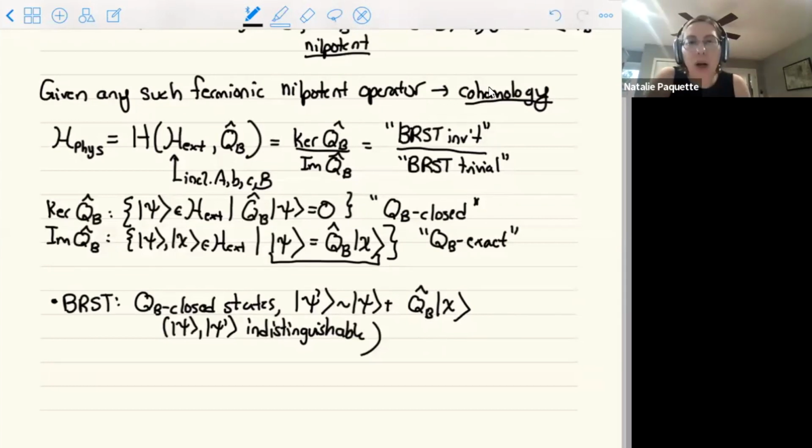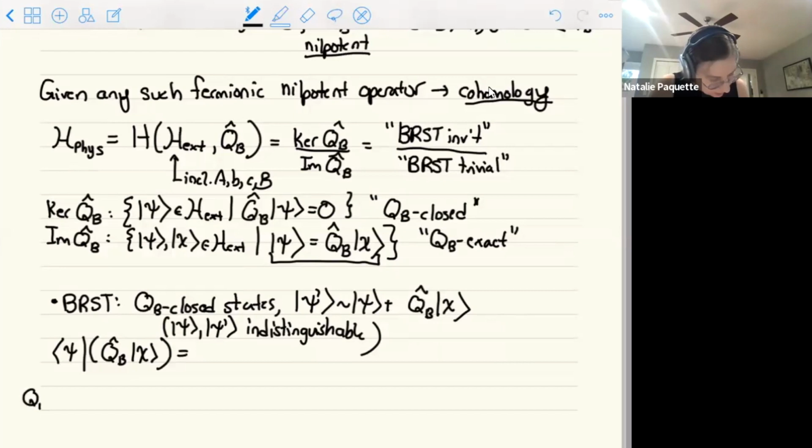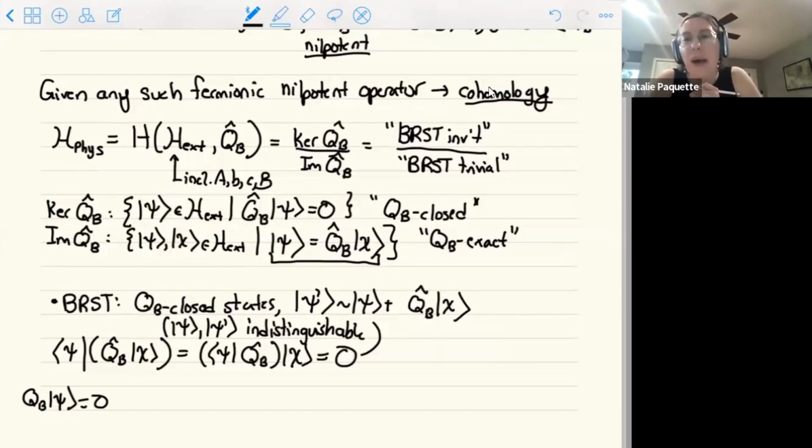And you might wonder why we mod out by these QB exact states. In fact, it's quite a natural thing to do, because if you just consider the inner product of psi with some other exact state that I'll write as QB chi, well, psi by definition is a QB closed state, so I'm considering psi that are annihilated, they survive in our BRST cohomology. Then I can see that the inner product is automatically 0. So all QB exact states are orthogonal to any other BRST closed states, what we identify as the physical Hilbert space. Since the overlap between QB exact states and anything else that survives in cohomology is 0, it is well defined to perform this equivalence relation and effectively ignore them.